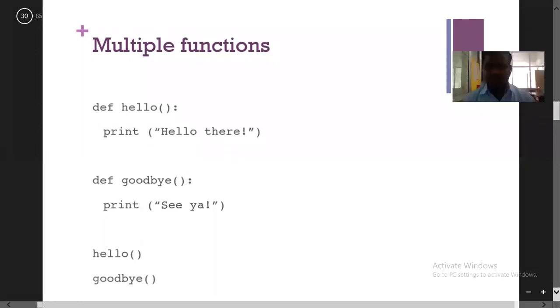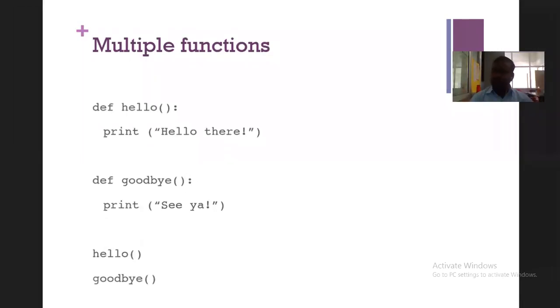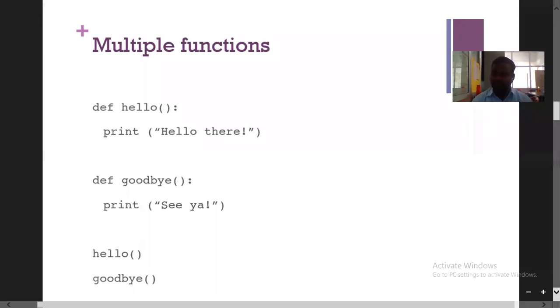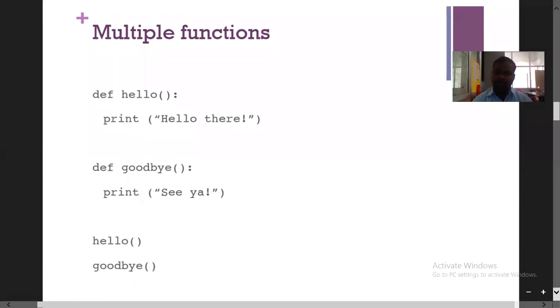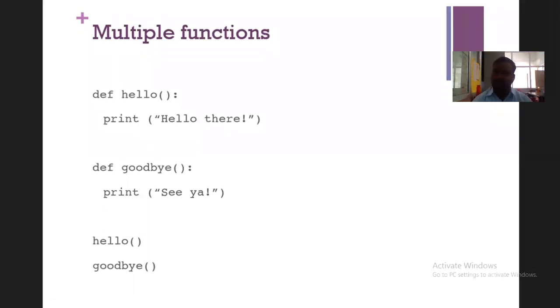See, multiple functions, how to execute. In the previous program only the hello function is there, and print is a built-in function. Here we have two functions, hello and goodbye, so we can define multiple functions. Now tell me what is the output. The def hello has one print statement, hello there. The second function is def goodbye, and its print statement is see ya, and we are calling hello and goodbye. What is the output?